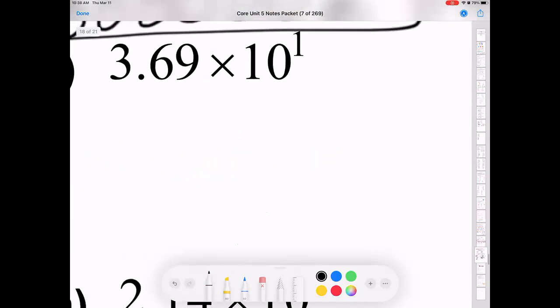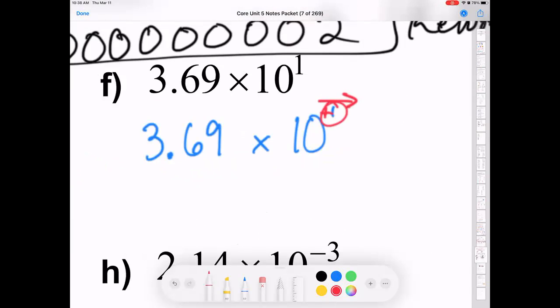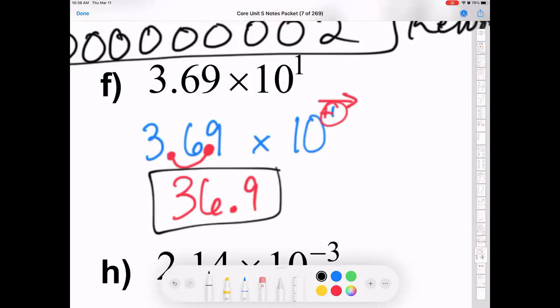Now, what happens when you have something times 10 to the first? So we have 3.69 times 10 raised to the first power. Well, that number 1 is still a positive 1, right? So you're still going to move to the right 1 unit, so 1 decimal place. So nothing really changes there, okay? You're still moving your decimal place over 1. And what we're left with is 36.9. That would be your final answer there. Okay. A little bit of a special guy, but not crazily different.